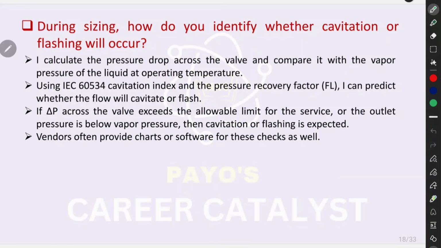During sizing, how do you identify whether cavitation or flashing will occur? I calculate the pressure drop across the valve and compare it with the vapor pressure of the liquid at operating temperature. Using the IEC 60534 cavitation index and the pressure recovery factor FL, I can predict whether the flow will cavitate or flash. If delta P across the valve exceeds the allowable limit for the service or outlet pressure is below vapor pressure, then cavitation or flashing is expected. Vendors often provide charts or software for these checks.